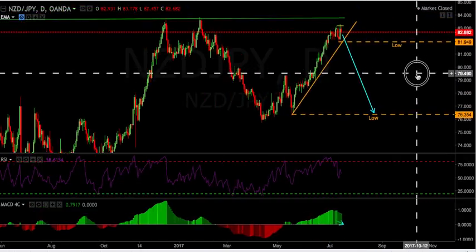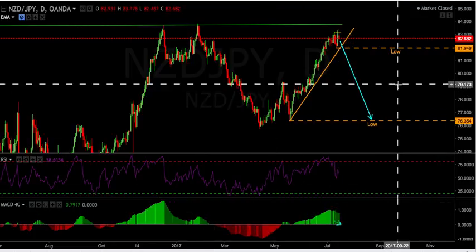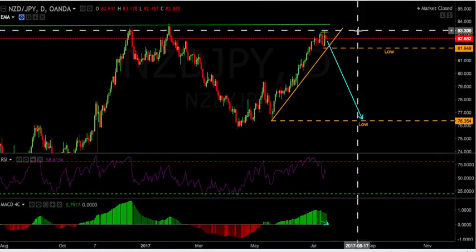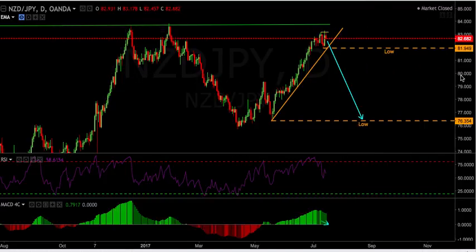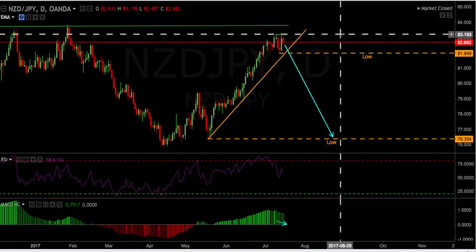So that's the plan. As you can see on the daily, you still got that divergence. So it's set up for you. This is a very easy setup for our system, very easy setup for our traders. So you should be ready for this when it happens.